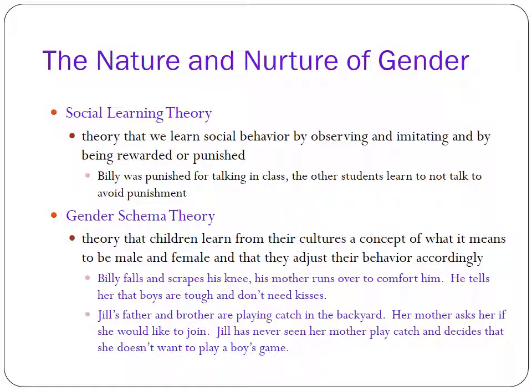Social learning theory. This is always fun because I see this with my kids a lot. Social learning theory we'll talk about a lot later. This is Albert Bandura's theory, and this is the theory that by observing others, we imitate their behaviors. And if the other person has been rewarded or punished, we either increase or decrease the behavior based off of what we've seen. So you have Billy, who was punished in class for talking, and the other students learn not to talk to avoid the punishment. So your environment can control behavior.